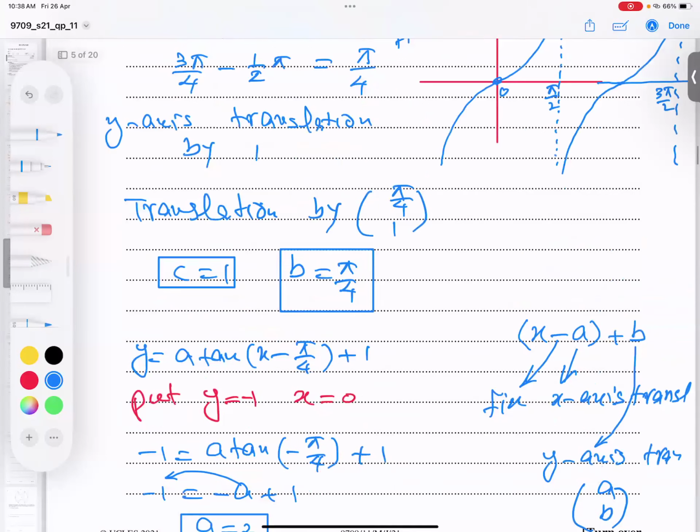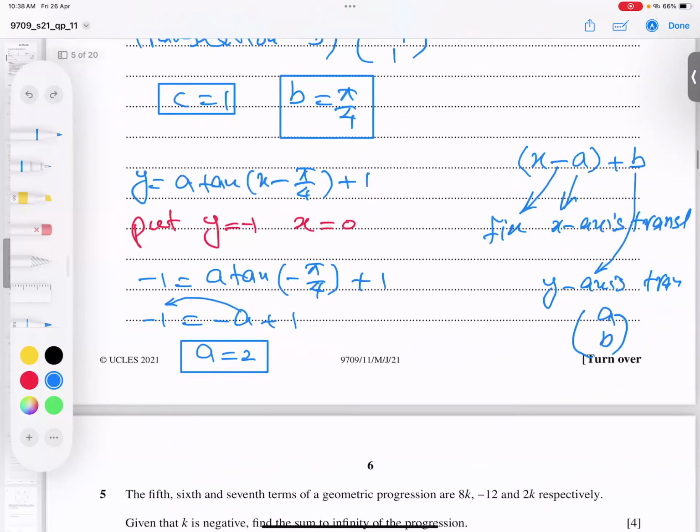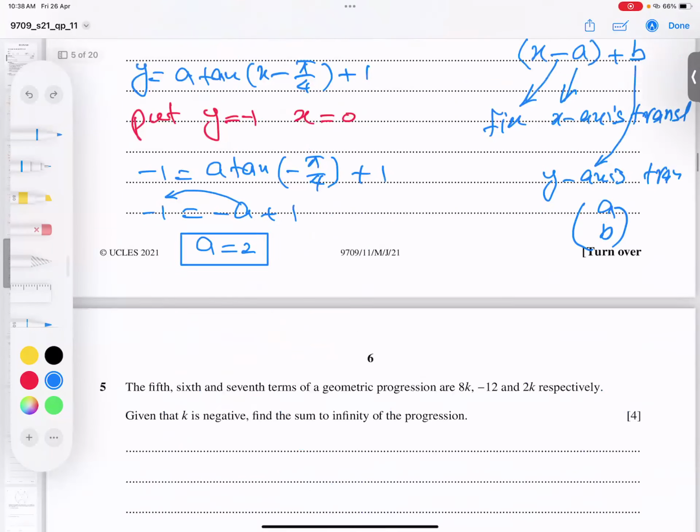This 2 multiplying outside is called the stretch factor, parallel to the y-axis, students, parallel to the y-axis, okay? So it is a stretching, but I think it's a little hard to get from the diagram. That is why I have done it in a different way. Okay, I hope you got the point.